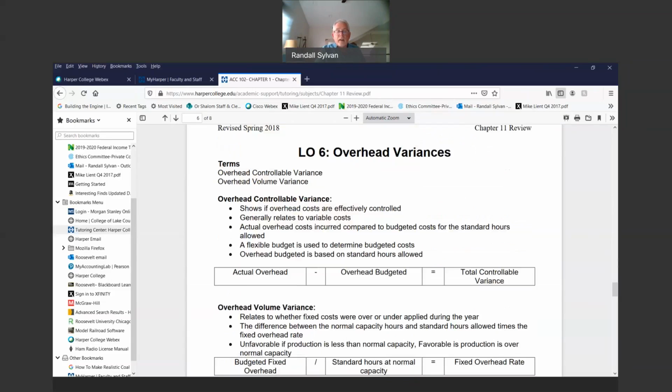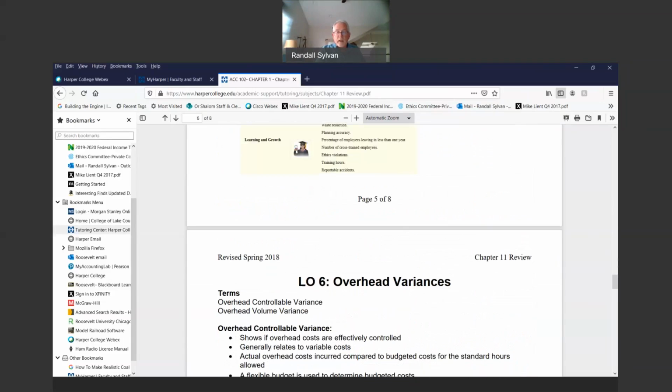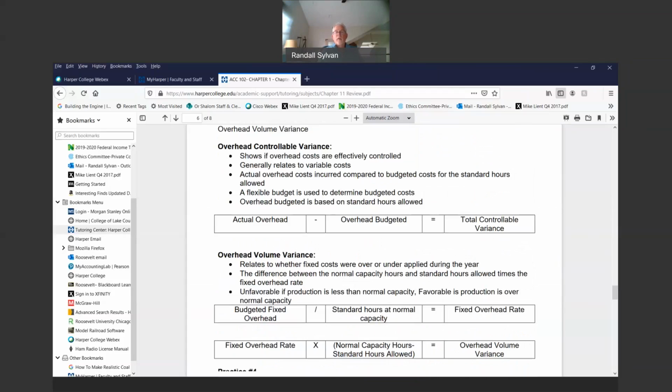Then you have the overhead variances. You have the total variance here, actual overhead minus overhead budgeted. That's the total controllable variance. And then you have the overhead volume variance. And I would make sure you understand these formulas.